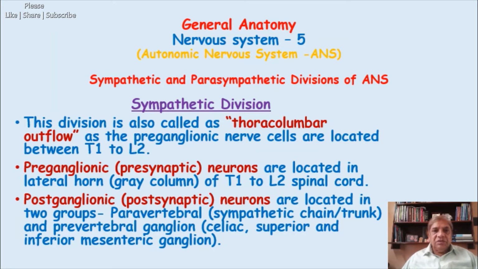So there are two groups of neurons. I am saying the postganglionic or postsynaptic neurons are organized in two different ways where they are located. One is paravertebral, in the sympathetic trunk, and the other is prevertebral, in the celiac, superior and inferior mesenteric ganglia. I am repeating it so that you can understand. Now we move to the next slide, where we will see their location in a diagram.